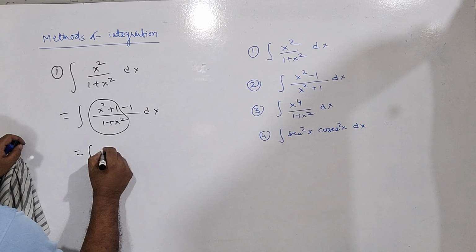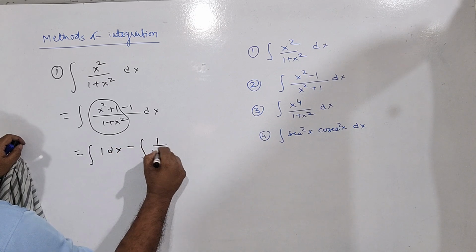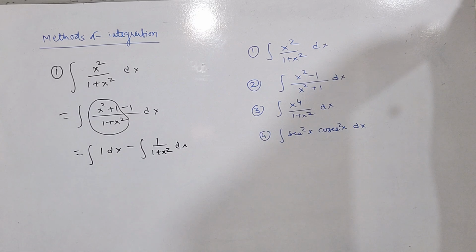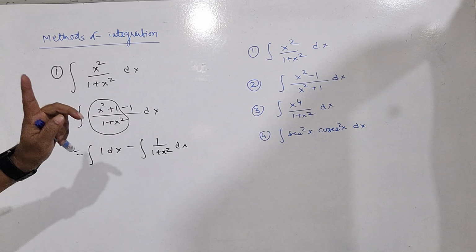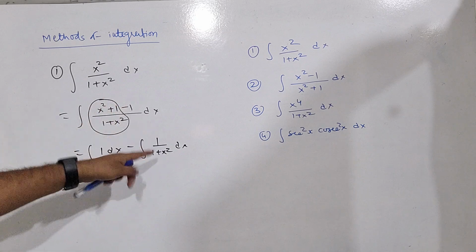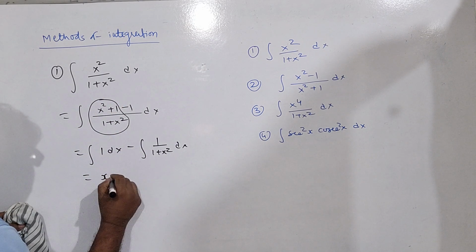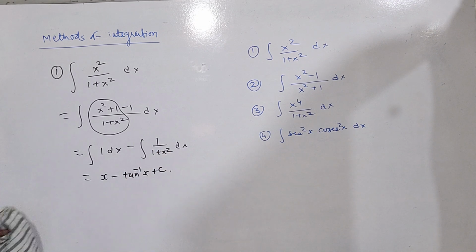So this is the integration of 1 dx minus the integration of 1 upon 1 plus x square dx. See, x square plus 1 divided by 1 plus x square, that is 1. So 1 dx minus 1 upon 1 plus x square. So now it is x minus tan inverse x plus c. In that way we make the transformation.